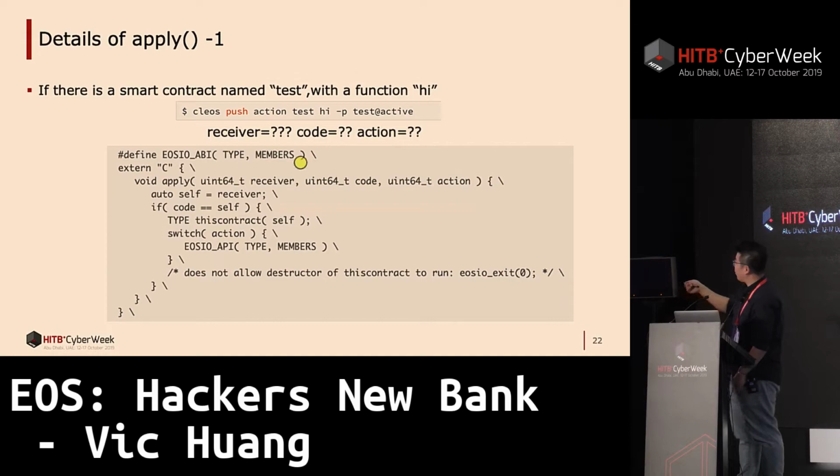So if we push actions to a contract named test with a function hi, this is the instruction we call, test and hi. So in the test apply function, the receiver will be test, and the code will be test because it called the test function, and the action will be hi.